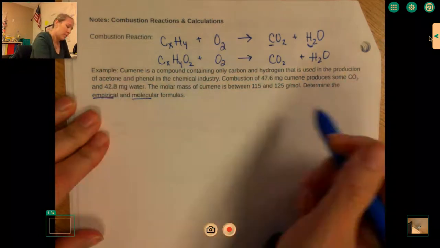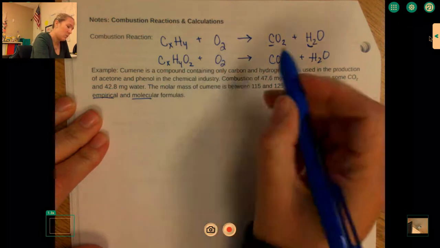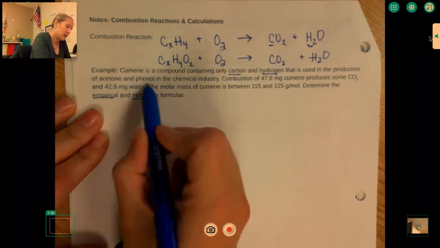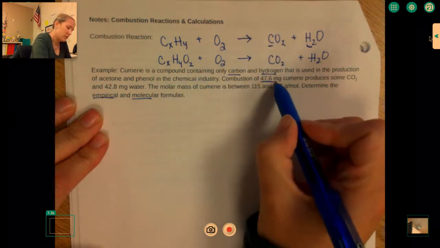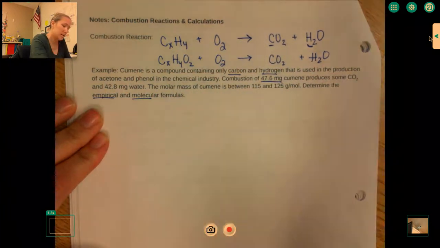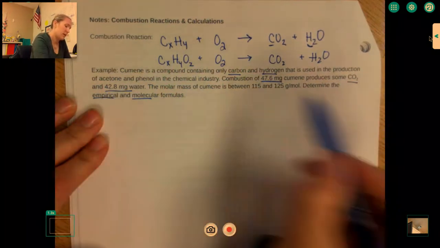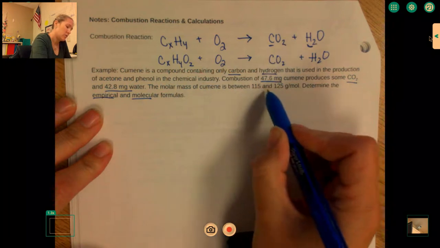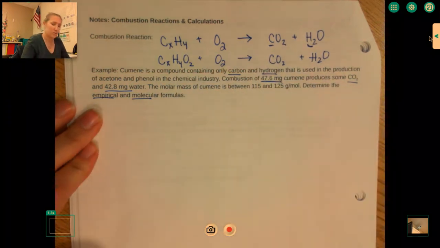So cumene, or cumini, is a compound containing only carbon and hydrogen that's used in the production of acetone and phenol in the chemical industry. Combustion of 476 milligrams of cumini produces some carbon dioxide and 42.8 milligrams of water. We're told the molar mass is between 115 and 125 grams per mole. Determine the empirical and molecular formulas.